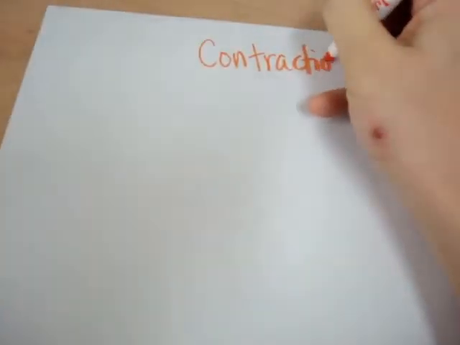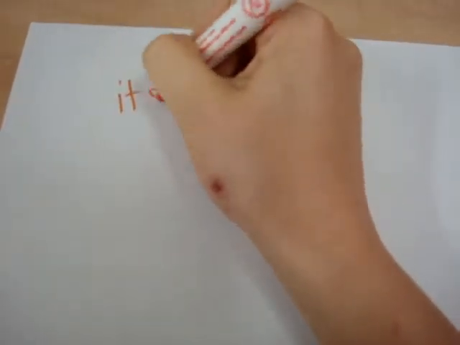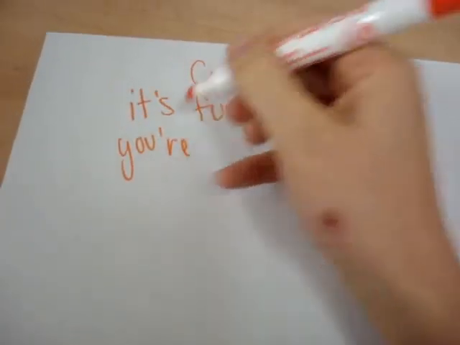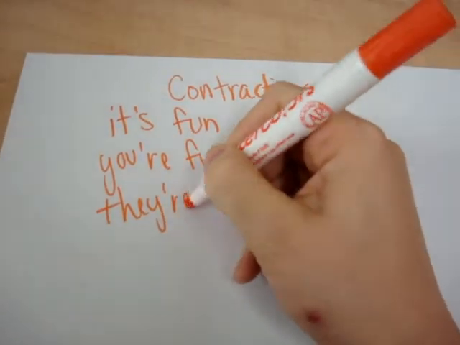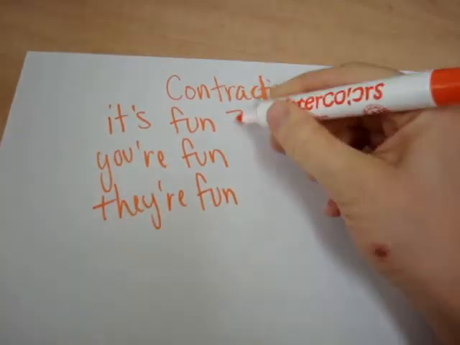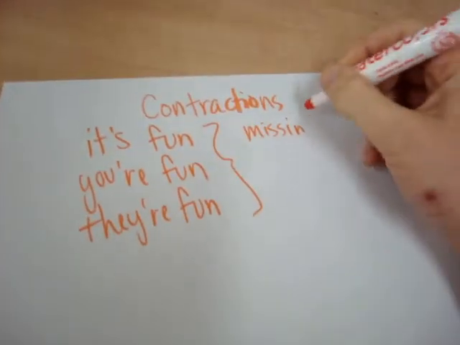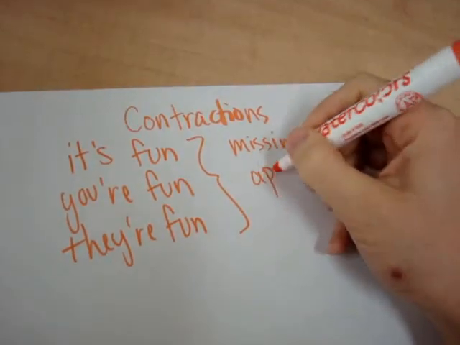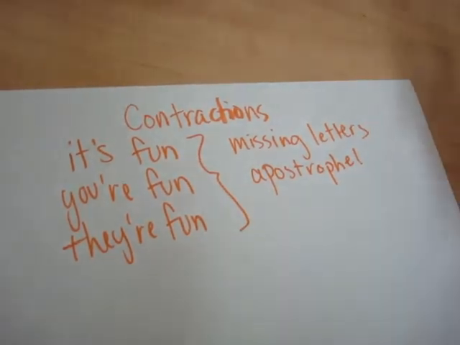Another common mix-up comes with contractions. Those words that we just learned as possessive pronouns sound very similar to these contractions. It's fun. You're fun. Or they're fun. Each one of these is a contraction because it's replacing a missing letter. It is fun, you are fun, they are fun. That missing letter is represented with an apostrophe. Always. So contraction, apostrophe; possessive pronoun, no apostrophe.